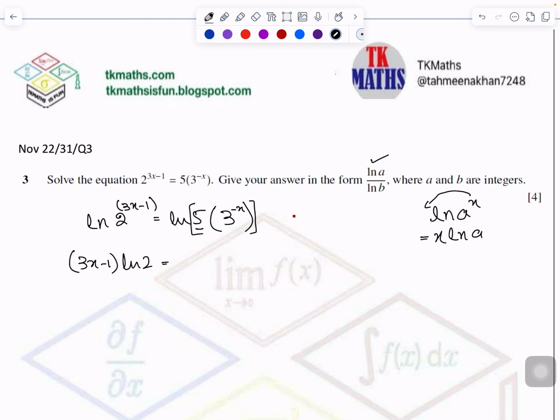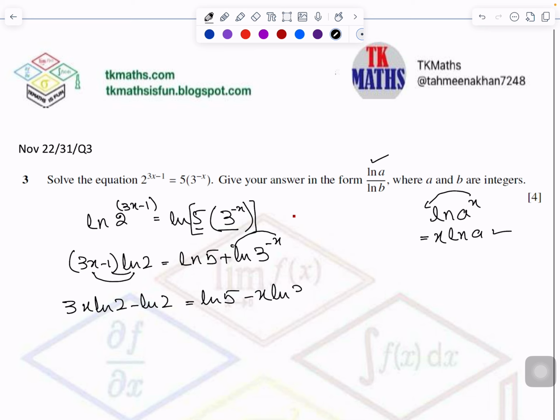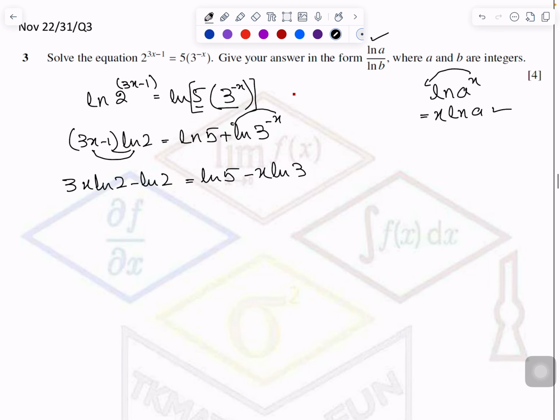Here I will apply the product rule because 2 terms are multiplying. So ln 5 plus ln 3 power minus x. Now ln 2 will multiply with both of them, so it will become 3x ln 2 minus ln 2. And the power will come here as a multiplier using that law, so it will be minus x ln 3. Now the terms with x should be together, so I'm bringing this term to this side and ln 2 to this side.